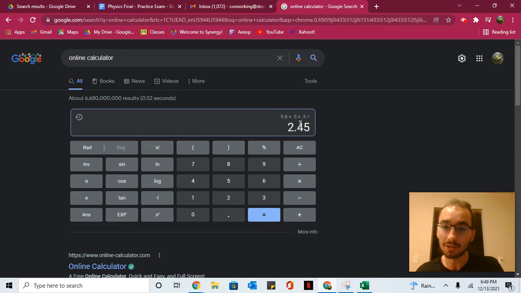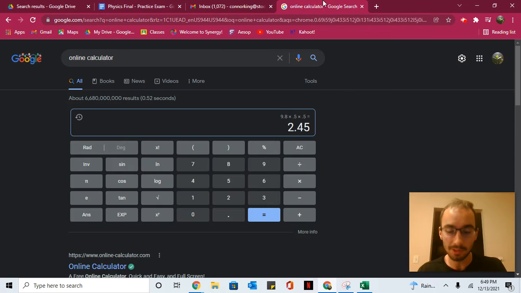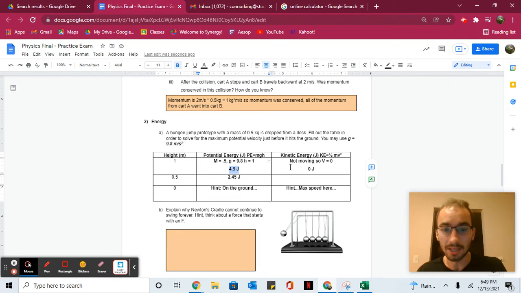So I took the acceleration of gravity times the mass times the height. Okay? And I still don't know the velocity, but you should know that energy is conserved. So the total energy has to be 4.9. So what we do is the other energy that was lost went into kinetic energy. So the other half went to 2.45.